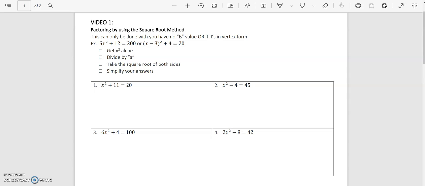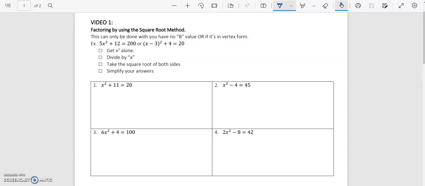In this first video, we are going to review factoring by using the square root method. This can only be done if you have no b value or if it's in vertex form. Those two examples are down below. The first one being with no b value. It has an x squared term and then it has a constant of 12, but there is no regular x value, which is your b term. Or it can be in the vertex form.